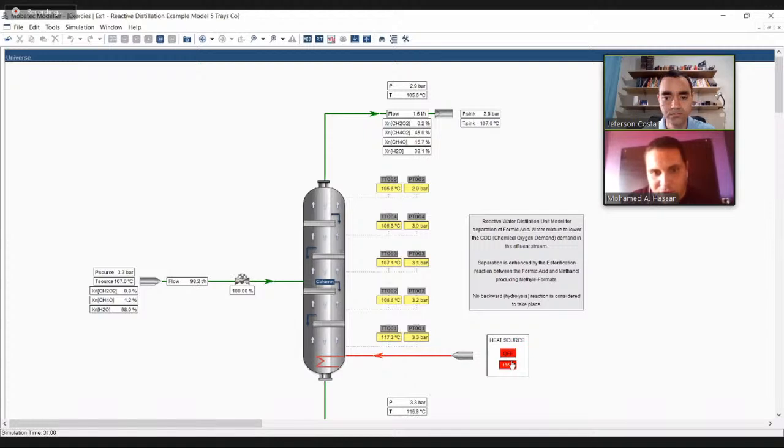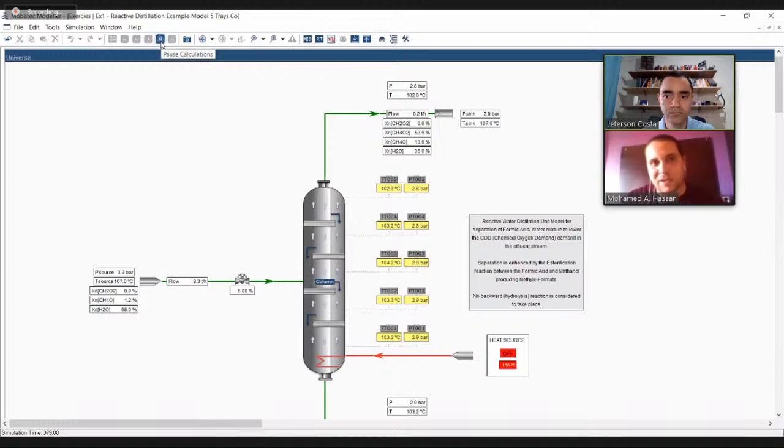We can start the heat source. So we describe it: we turned off the heat source. As we close the boiler valve, the temperature started to decrease. If we decrease here to maybe 5%, we will see that the flow starts to decrease. This is kind of the modeling.